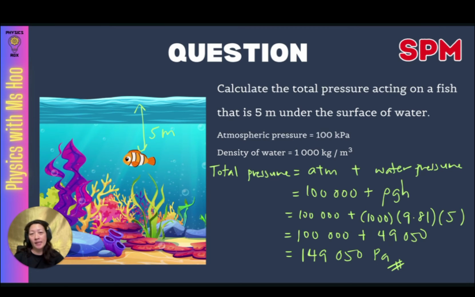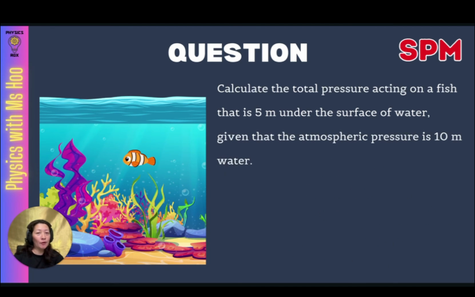Now, just extending a little bit more for SPM, sometimes you can express the answer in a unit other than pascals. So now let's try to solve the question using different units. The exact same question, we have a fish that's 5 meters under the surface of water, but this time the question doesn't give us a density of water, and they give us atmospheric pressure as 10 meters water instead. So in this case, how do we solve the question?